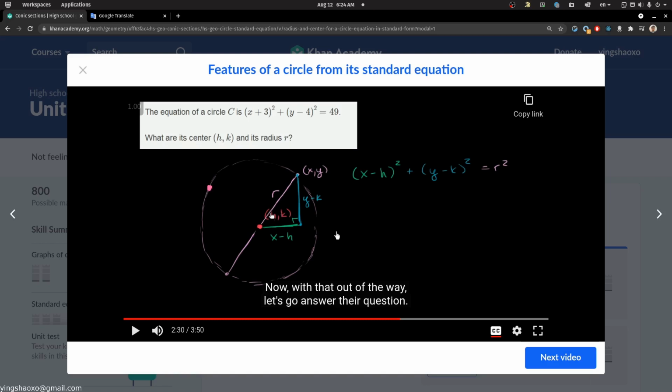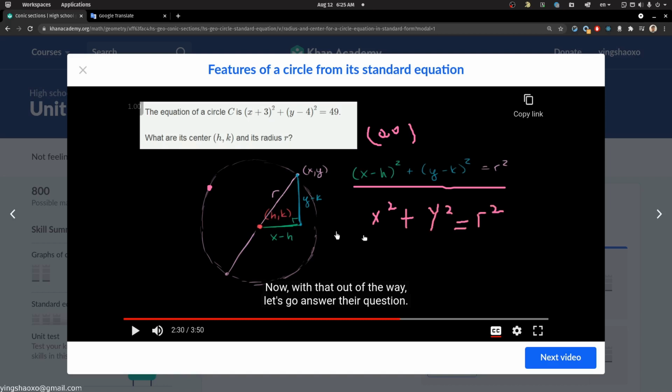Then, from that we know if the center point is equal to (0, 0), then the formula for a circle, or the standard equation for a circle, would be x squared plus y squared equal to r squared.